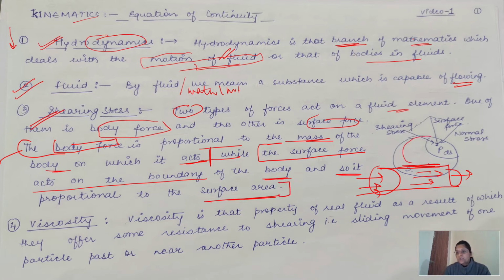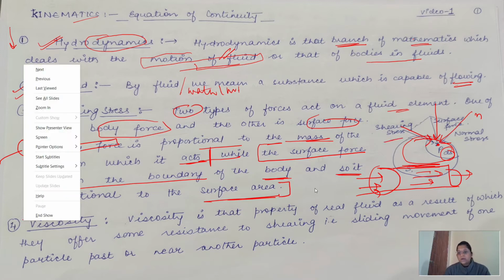Here I have shown a diagram. If I am taking a particle at a point P, then the surface area of that small portion is represented by ds. The normal stress occurring on that particle is shown by small n. The surface force occurring on the particle, and here it is the shearing stress.